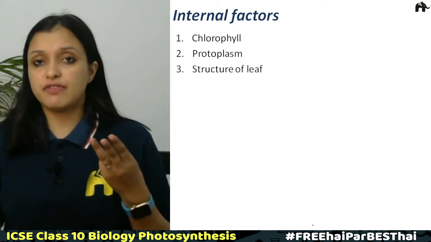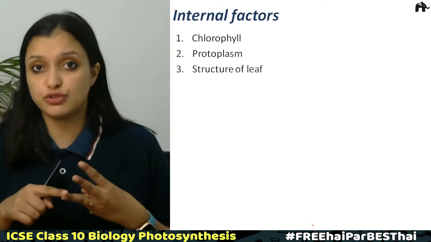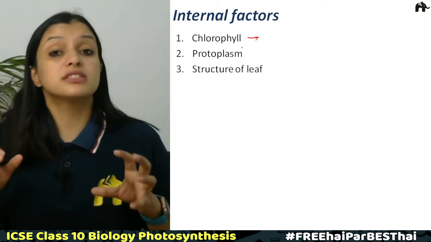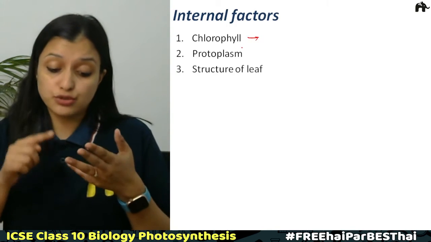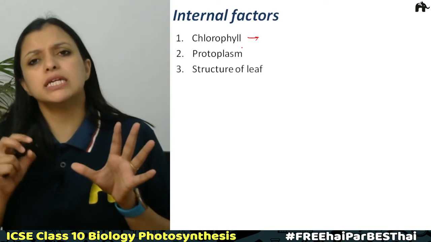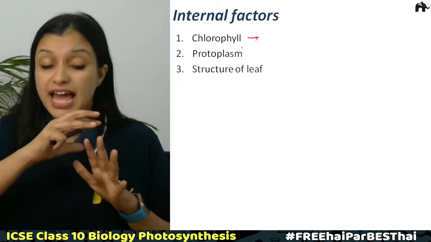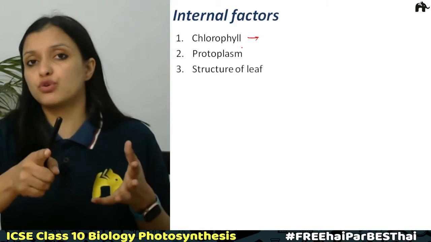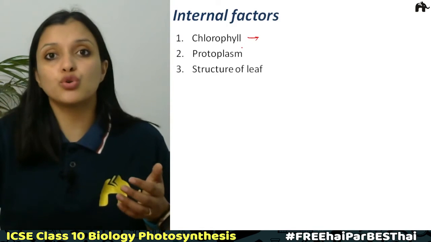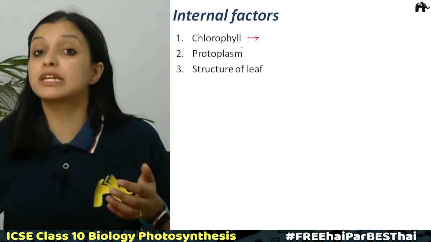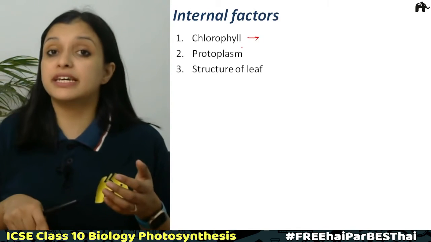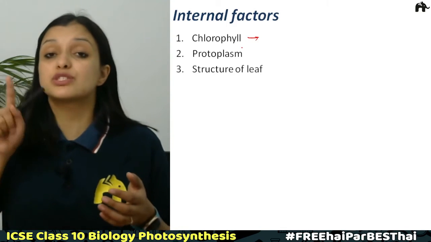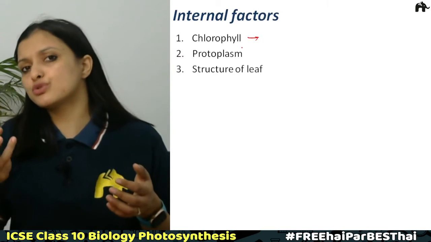Internal factors, we have three factors: chlorophyll, protoplasm, and the structure of the leaf. Talking about chlorophyll, we know what chlorophyll is made up of: carbon, hydrogen, nitrogen, oxygen, and magnesium. In any case, if there is a lack of any of these nutrients, the formation of chlorophyll will get hampered. So that will directly hamper the process of photosynthesis. The rate of photosynthesis will go down because there is no chlorophyll to trap the sunlight.